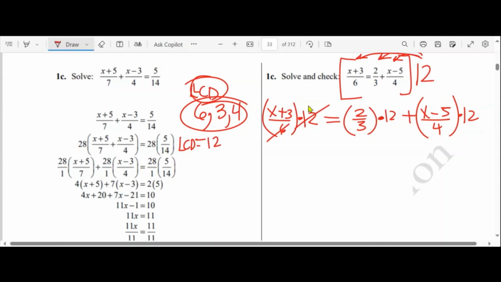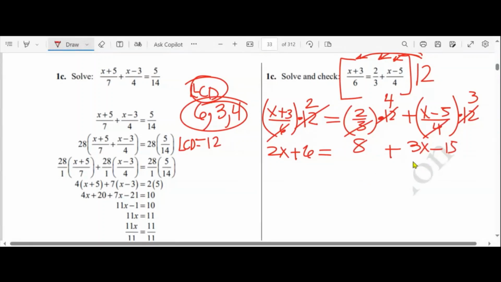Is this clear? Cancel the 6 with the 12, what do you get? 2. Multiply the 2 times x plus 3, you get 2x plus 6. Now, can I cancel the 3 with the 12? What do you get? 4. 4 times 2? Now, cancel the 4 with the 12. What do you get? 3. 3 times x?